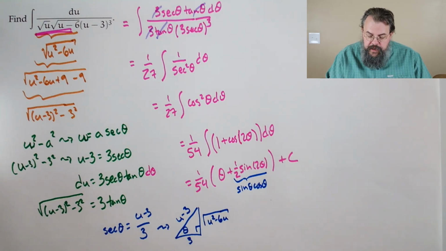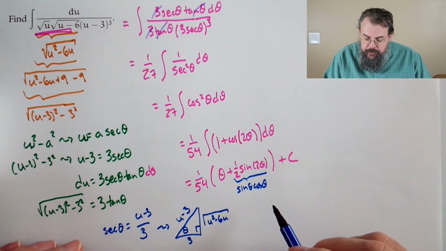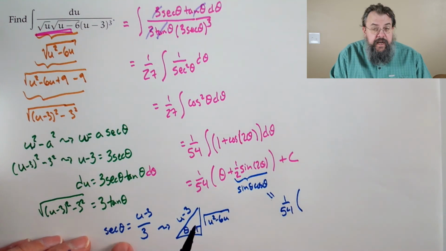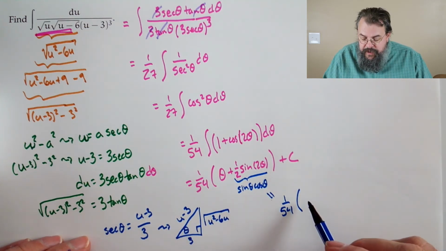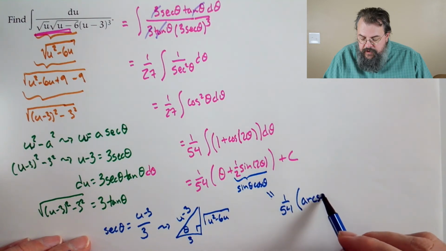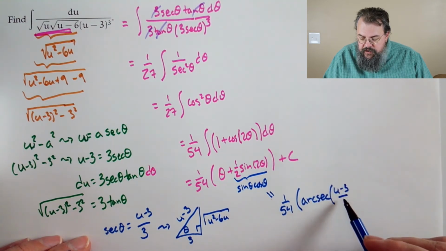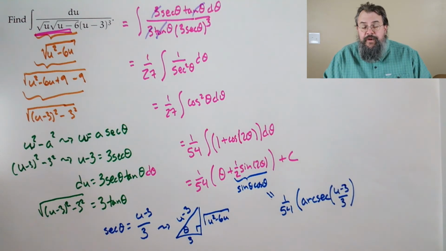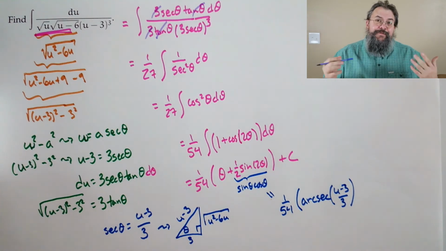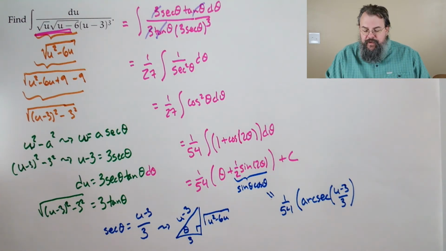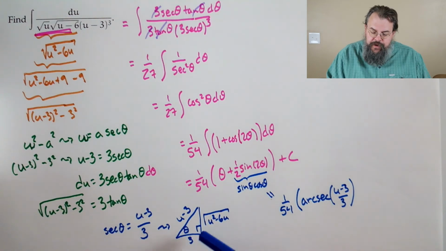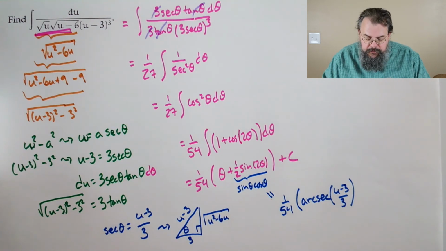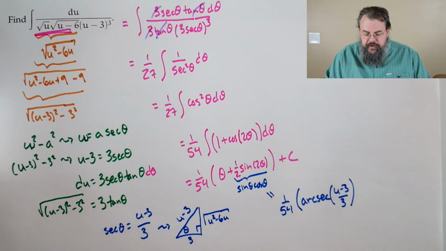So, where do we end up? Well, we end up with the following. We have a 1 over 54. So theta is an arcsecant. So we have arcsecant of u minus 3 over 3. Now, I will say some automatic computer solvers don't like arcsecant, so they express it in different ways. So, for example, sometimes you'll see arctangent of the square root of u squared minus 6u over 3. That works too, but I like to go based off of our substitution.